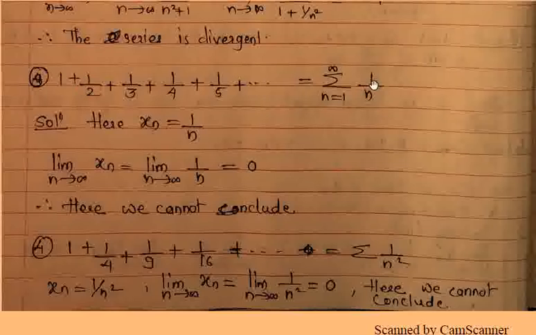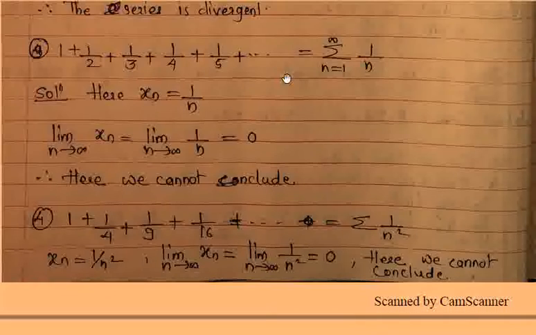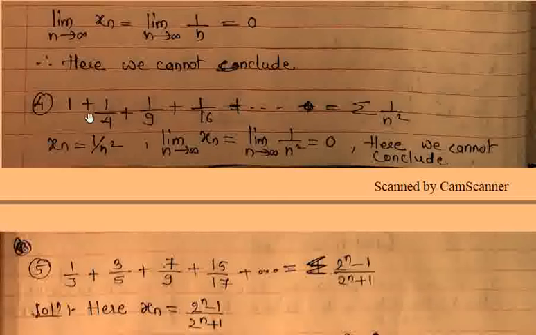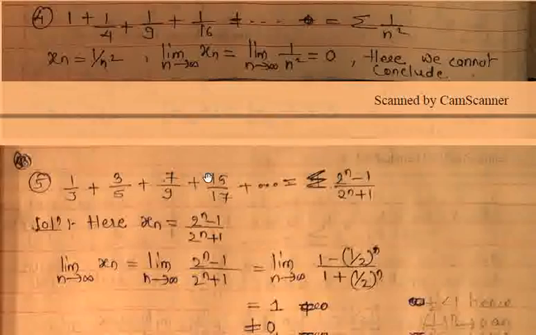And here it is 1 divided by n, so 1 by 1, and 1 by 2, 1 by 3, 1 by n, right? Here xn is 1 by n, and the limit as n tends to infinity is going to be 0. So 1 divided by infinity, which is 0. And here we cannot conclude. Then here is 1 plus 1 by 4. So here you're going to have 1 by n squared. Okay, so xn is that, and then the limit as n tends to infinity is 0. And here also we cannot conclude.